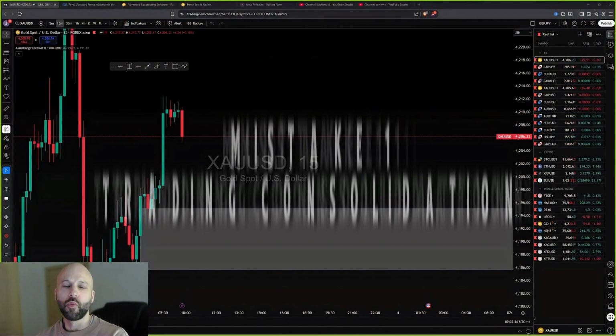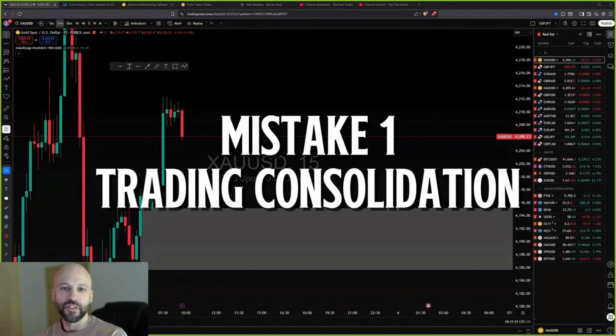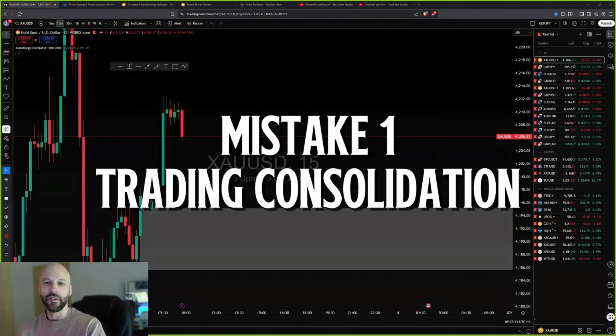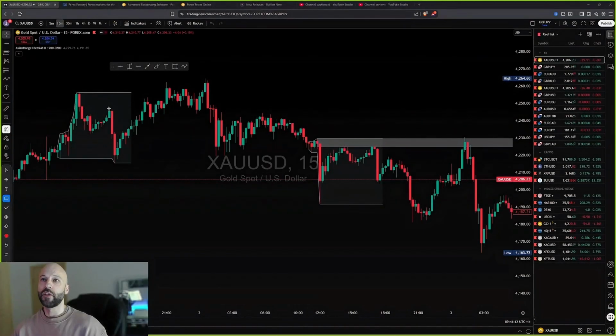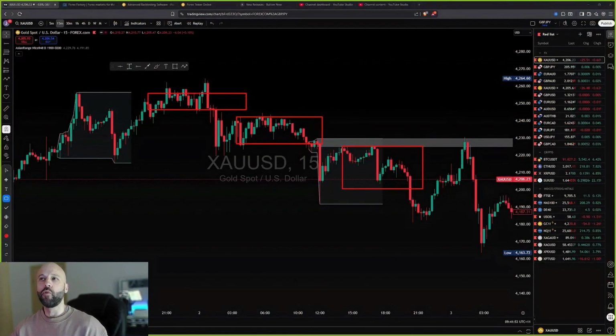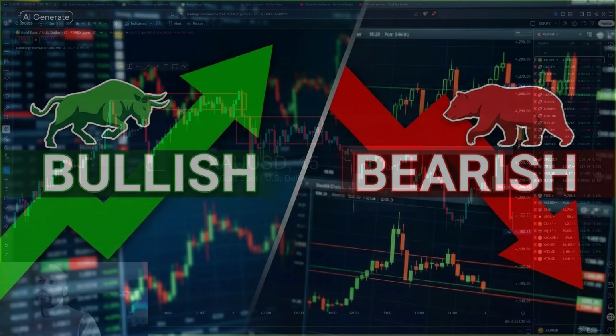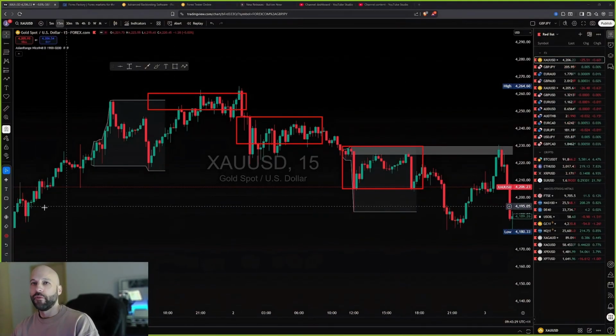Alright guys, so mistake number 1 is a very common mistake I see traders make, and that is simply trading into consolidation. As we can see in these examples, guys, gold ranges tightly. If candles are small and wicks are everywhere, we need to simply wait. From my personal experience, gold will pay the patient trader, so we just simply need to wait and let it choose direction.